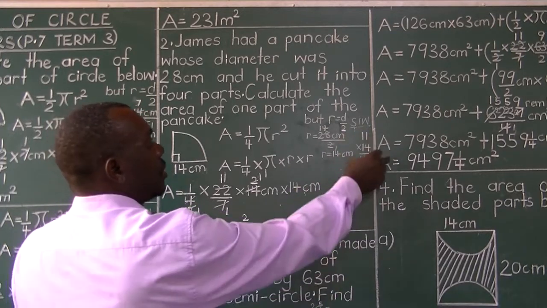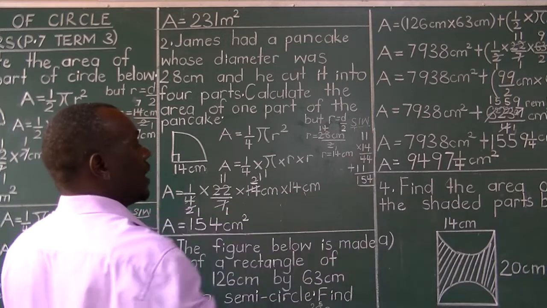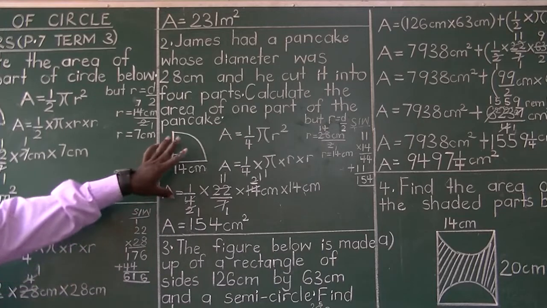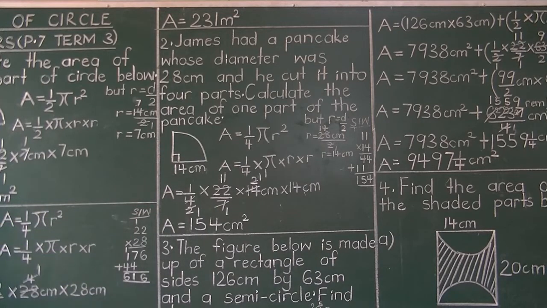Then add. You get a 4 here, a 5, and 1. So that 11 times 14, each in centimeters, gives rise to 154 centimeters square. So the area of this quadrant-like pancake is equal to 154 centimeters square.